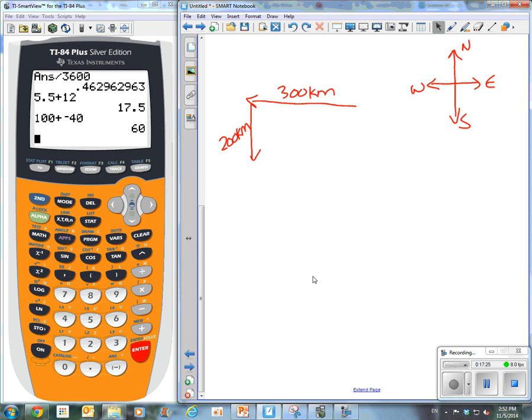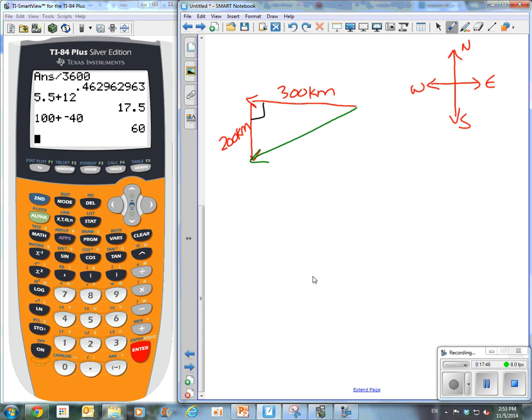My resultant is from where I started to where I finished. Now, if you look at this, you're hopefully saying to yourself, hey, that looks like a triangle. Not just any triangle, but a right angle triangle. And hopefully you know a thing or two from math class about right angle triangles.